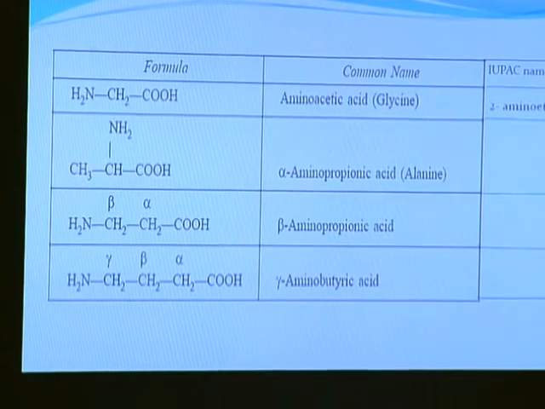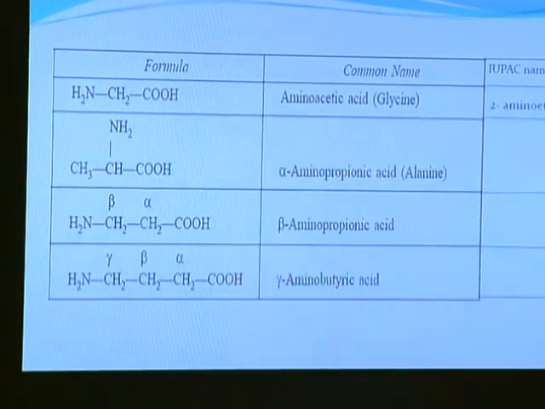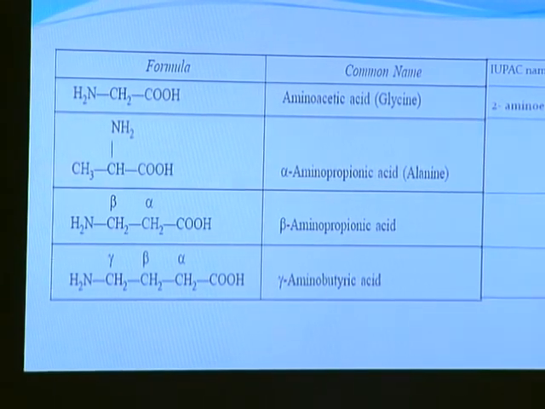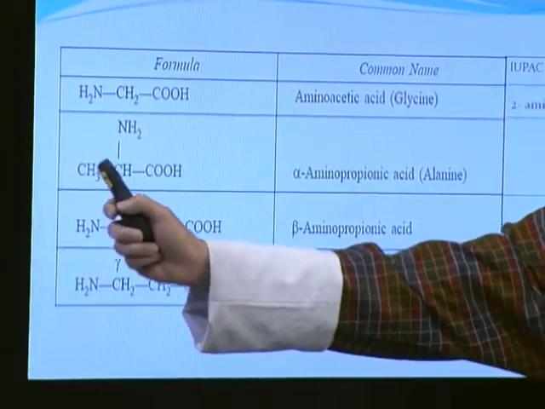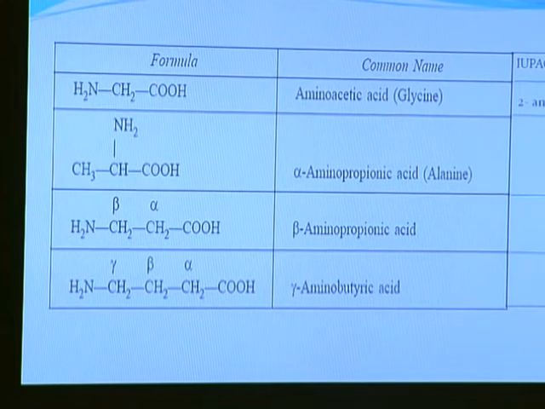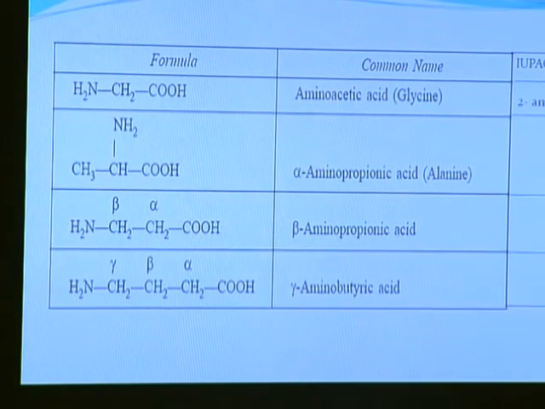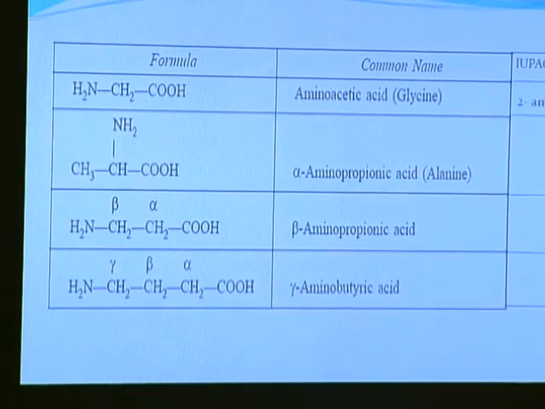Let's look at the third one, IUPAC name. Now this is alpha. Again, the amino group is present in alpha position here also. Now alpha amino. Now how many carbons are there? 1, 2, 3. Propionic acid. Alpha amino propionic acid. Now what will be the IUPAC name of this compound?